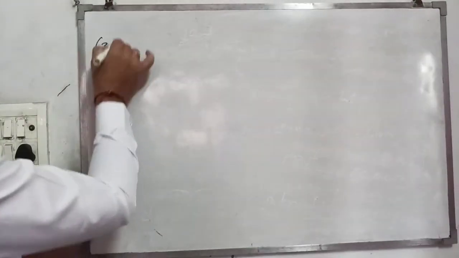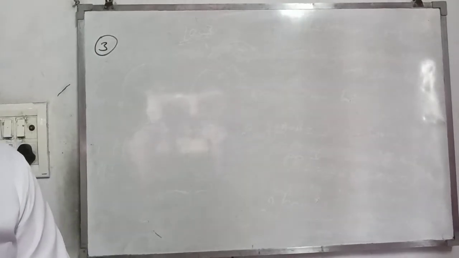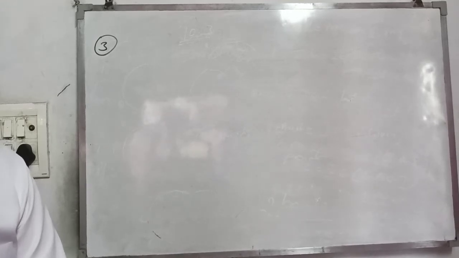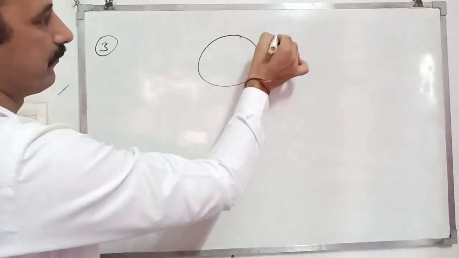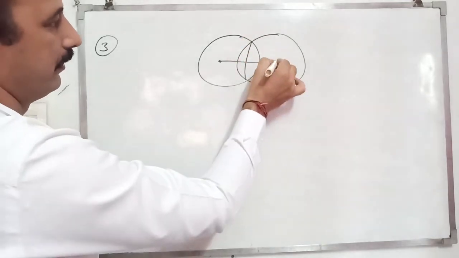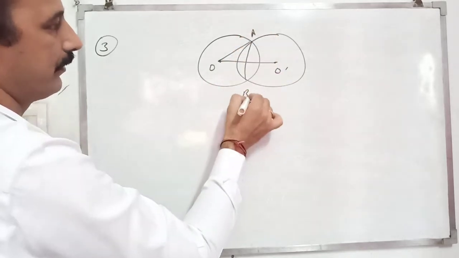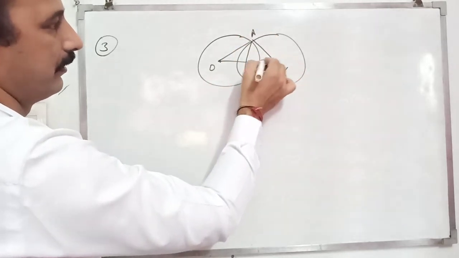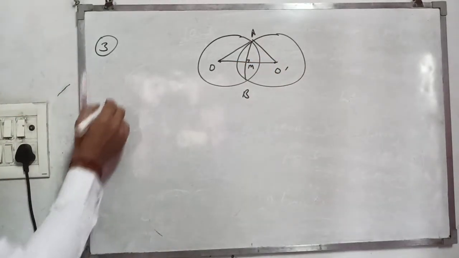In question number 3, if two circles intersect at 2 points, prove that their centres lie on the perpendicular bisector of the common chord. There are two circles, circle 1 and circle 2, with centres O and O'. AB is the common chord, and M is a point on it.